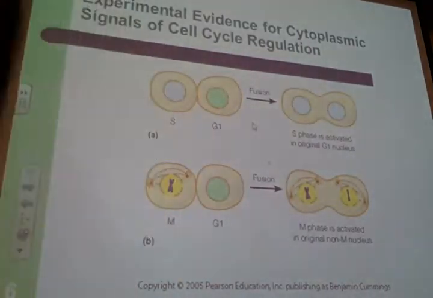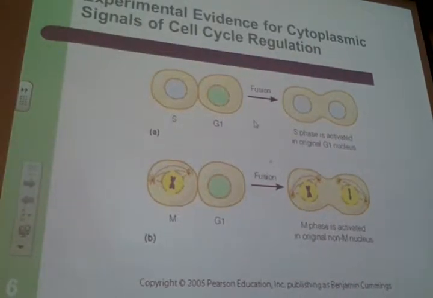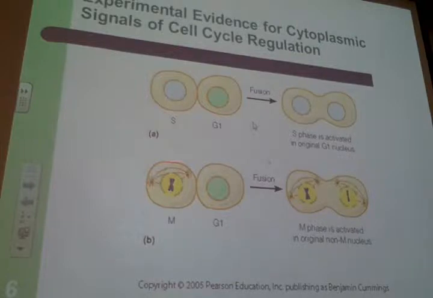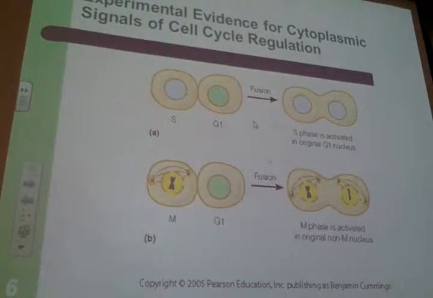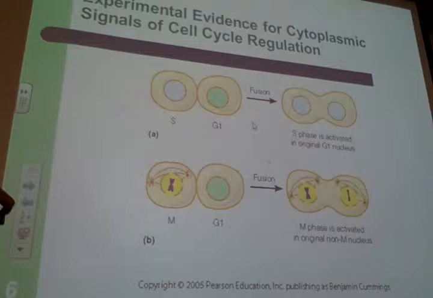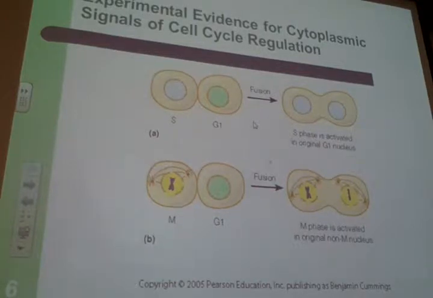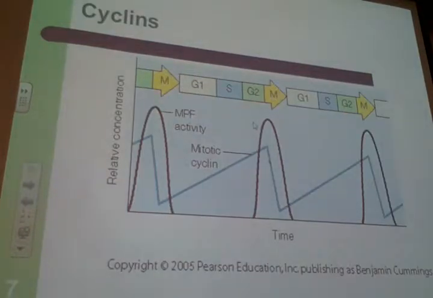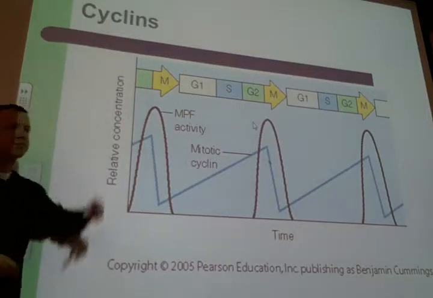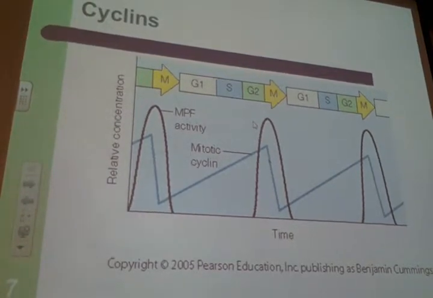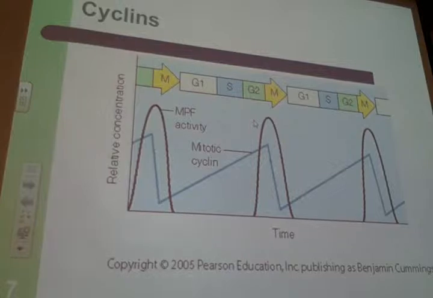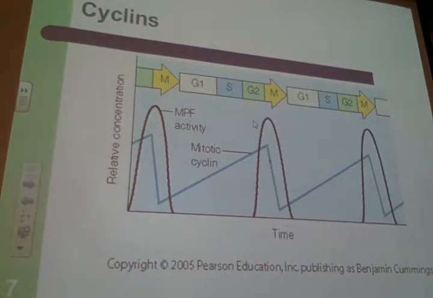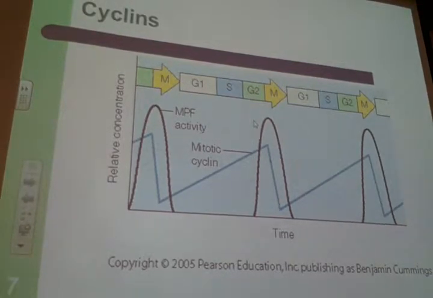So these were interesting experiments to show that there's got to be something in the cell that is pushing the cell through this cycle. So then, of course, they wanted to know what that thing is. And one part of the answer turned out to be proteins called cyclins. And they're called cyclins because, as you can see in this diagram, their concentration cycles as the cell goes through the cell cycle. It goes up and down.